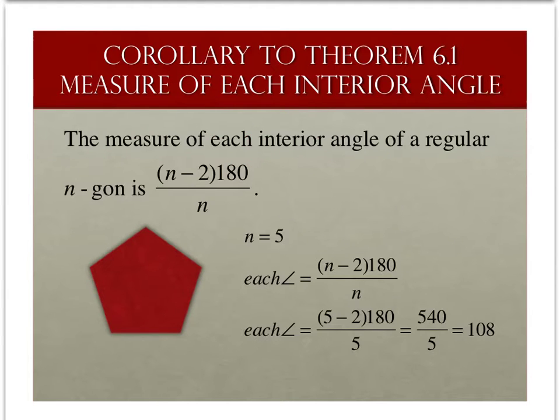Now the corollary to this theorem says that the measure of each interior angle of a regular n-gon is n minus 2 times 180, divided by n. I take the sum of the interior angles and divide by the number of sides that I have, which makes sense, since it's the number of angles I have. So with a pentagon, as we showed earlier, n minus 2 times 180 divided by n. 5 minus 2 is 3, and 3 times 180 is 540. We divide by 5, so each angle of a regular pentagon is 108 degrees.